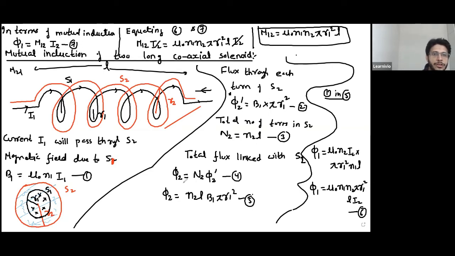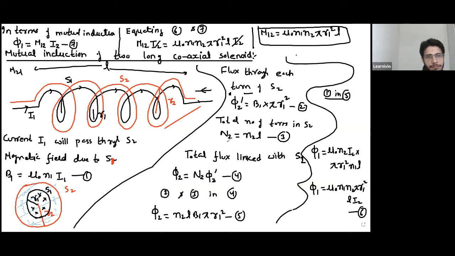So I'm substituting 2 and 3 in 4. So phi 2 is N2L into B1 pi R1 square, that's 5. That means this is flux through a single turn, one turn, and this is total flux with N2 turns. This dash means it's flux through one turn only.